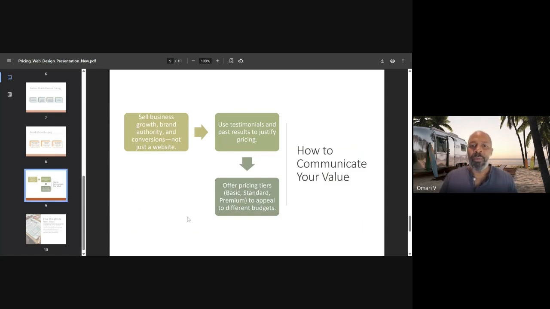And then use testimonials and past results to justify the pricing. We just talked about that. And also, this is what I do too, offer pricing tiers. One of the challenges with pricing is that one of the most important things to understand is your client's budget, but it's also one of the most difficult things to get from the client. You'll ask, hey, what's your budget? And oftentimes they say, I don't know, or they'll be cagey about it. There are certain things they'll say that allow you to get the budget out of them, but oftentimes the pricing tiers will unveil what their budget actually is.